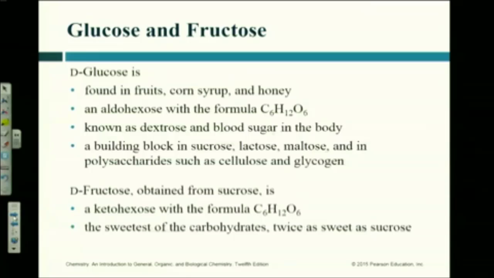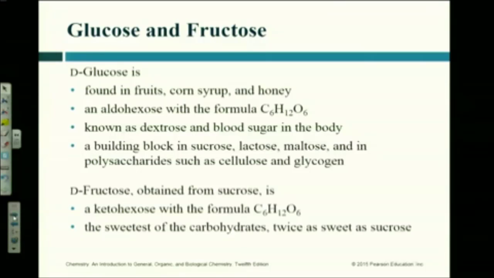So, where do you find glucose? D-glucose is found in fruits, corn syrup, honey, lots of places. It's an aldohexose. It's an aldehyde, has 6 carbons. Once it's in your blood, it's also often called dextrose. So when you go see somebody in a hospital and they're on an IV drip, they'll often be on a 5% dextrose drip. Okay? That puts sugar into their blood so that they can actually maintain some basal metabolic function. Okay?